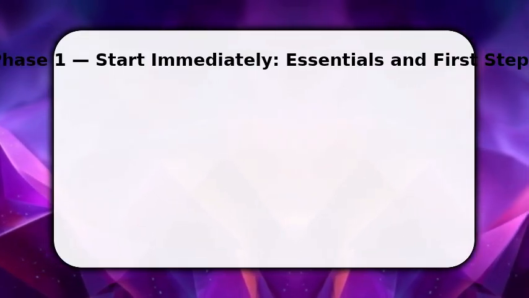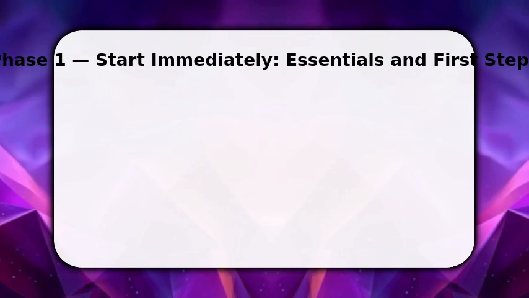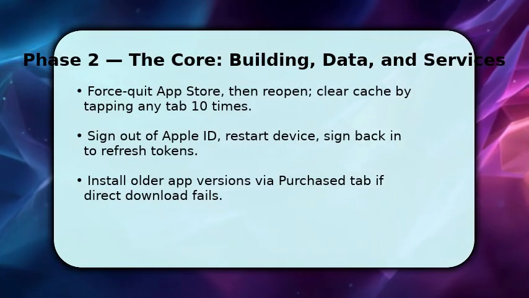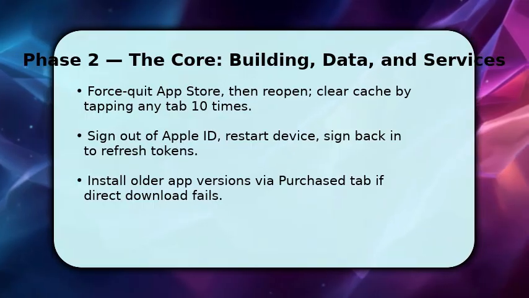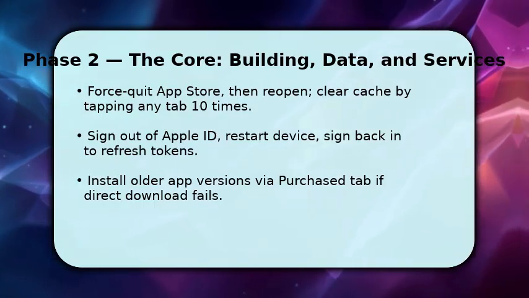You'll now refresh the store connection to clear transient errors. Force quit and reopen the App Store, and use the 10-tap trick on a tab to clear its cache. This often fixes listing glitches.